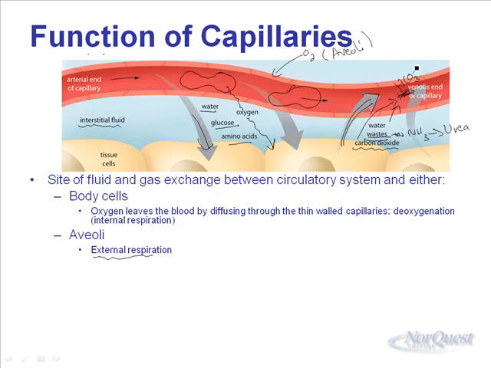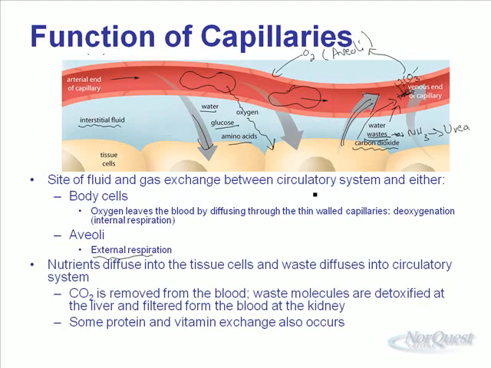And then it can go out to the lungs, and then it will be released out into your alveoli. So nutrients diffuse into cell tissues, waste diffuses into your circulatory system. Carbon dioxide is removed from the blood, the waste molecules are detoxified at the liver, and then filtered from the blood at the kidneys. Some protein and vitamin exchange also occurs at this level for cells.